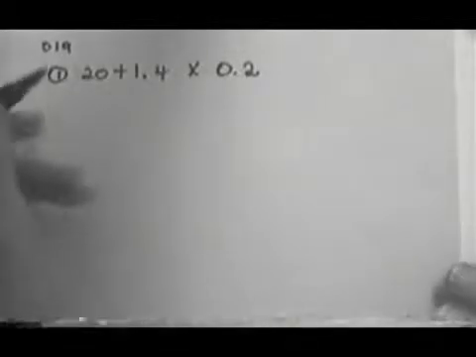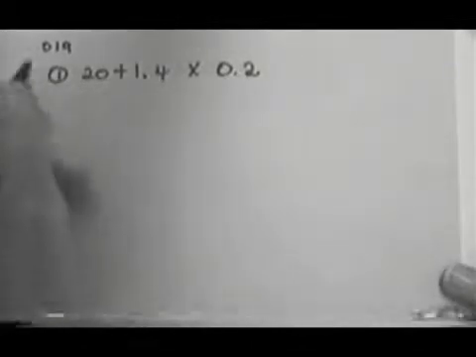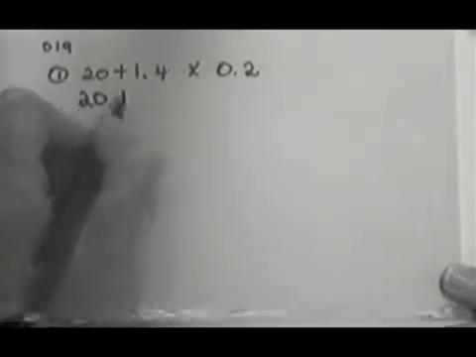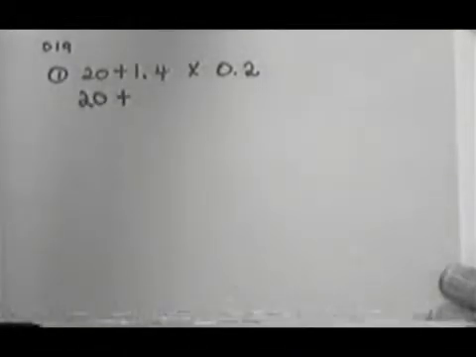Since we're going to do the multiplication, I'll write the rest of the problem down as it is. I'll write my 20 and my plus, and then I've got to do my multiplication. Well, remember when you multiply decimals, you imagine at first that the decimal isn't there. So what we're really doing is we're multiplying 14 times 2.